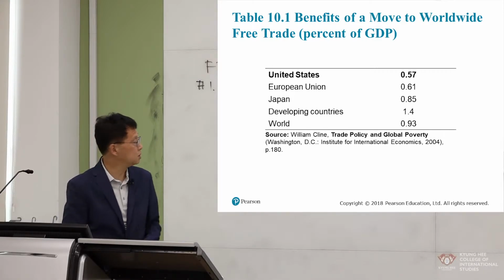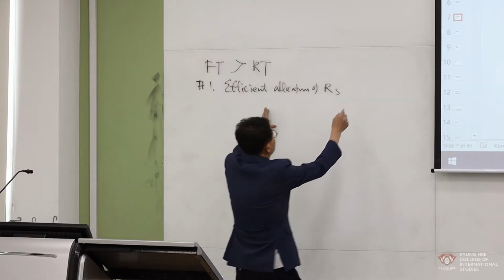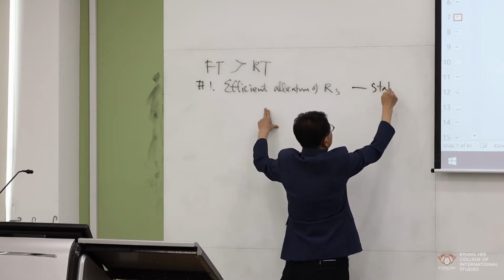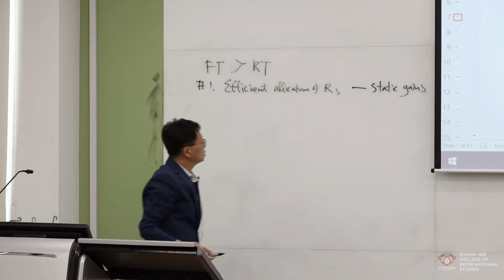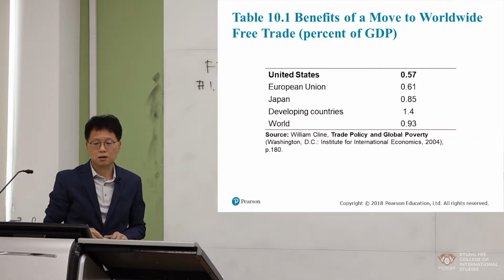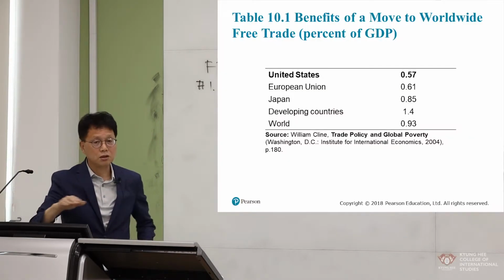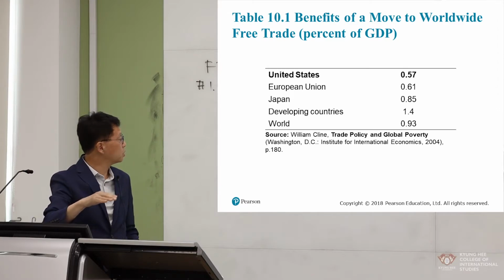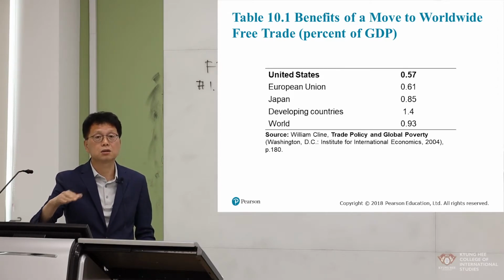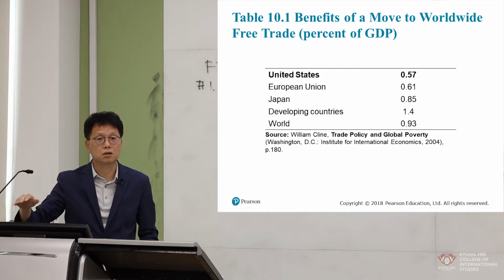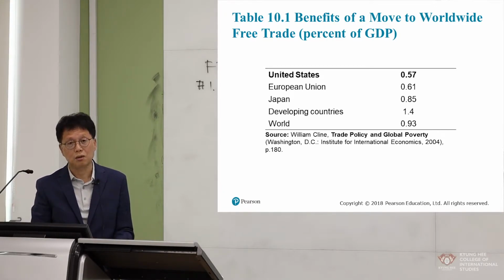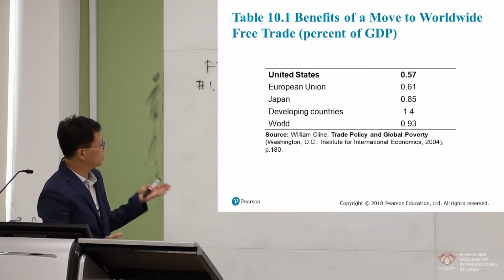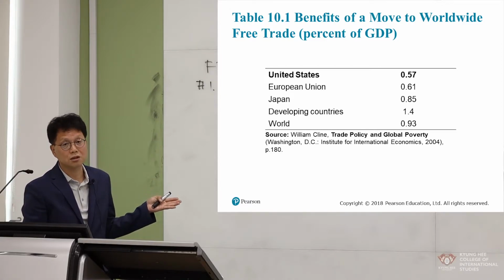You know what's the meaning of static gain? Actually, that is static gain. Total capital stock, constant. Total labor employment, labor supply, constant. Technology level, constant. Then what happened? When the remaining tariff is eliminated, that is the static analysis result.